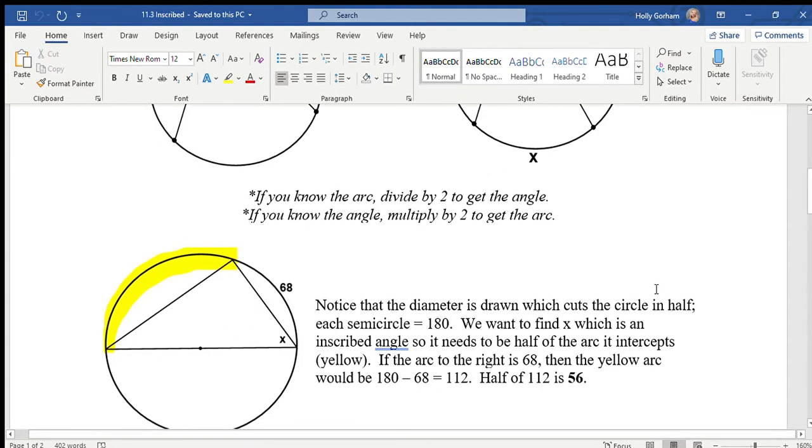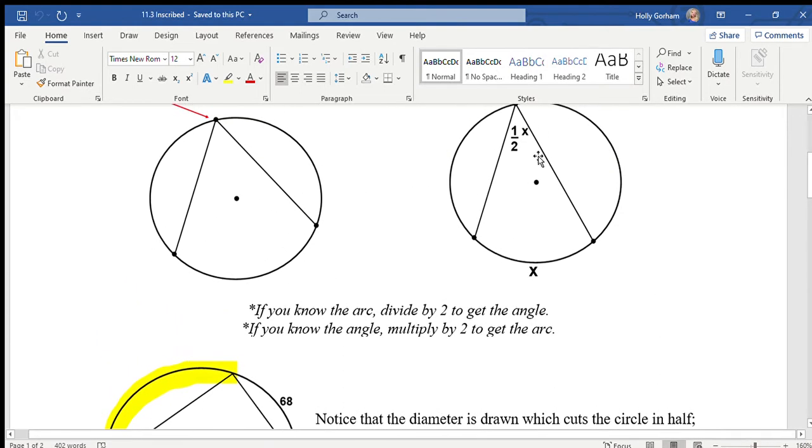Now, if you know the arc, you divide by 2 to get the angle. But if you know the angle, you would multiply by 2 to get the arc. So again, back here, if our angle was 40, then to go back to the arc, you'd have to multiply by 2, and that would be 80. So half of 80 is 40.